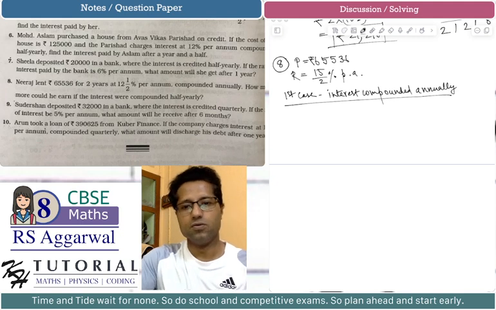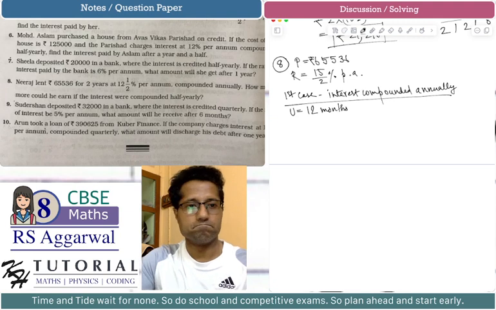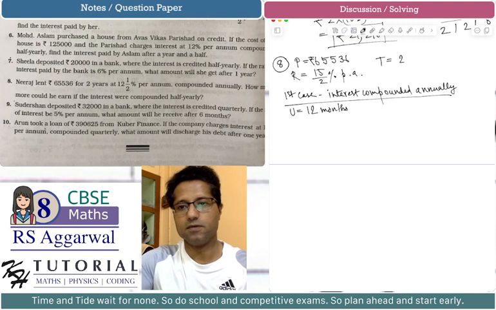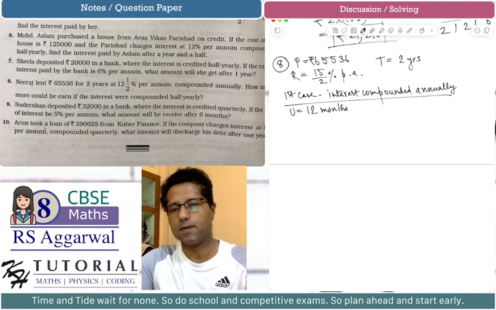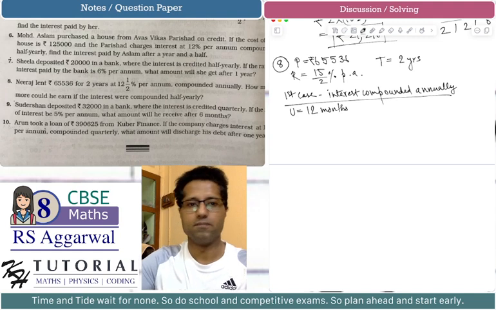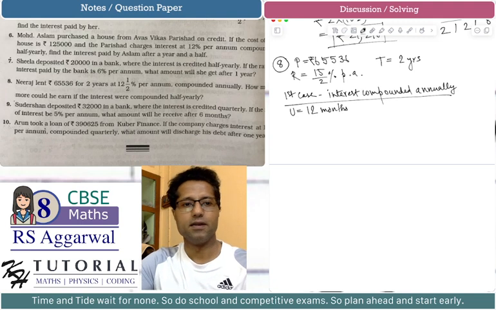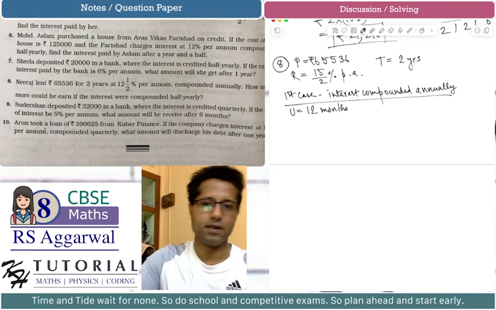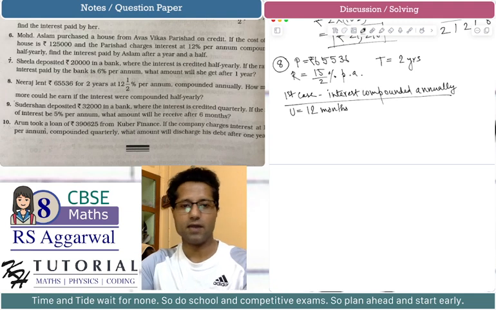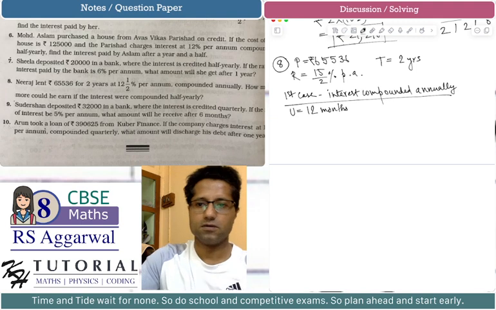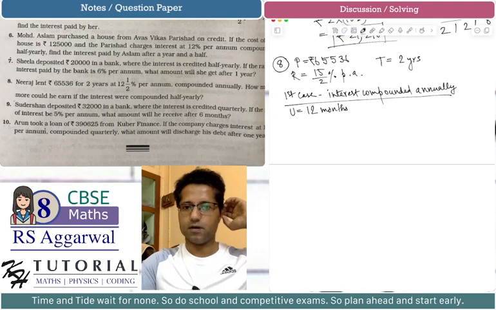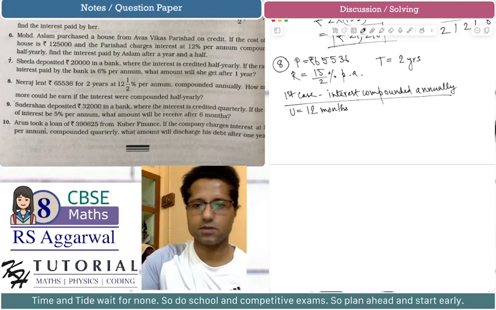That will be the extra money that Neeraj will earn if the interest were compounded half yearly. So let's first calculate the amount Neeraj will receive when the interest is compounded annually. In this case, U is 12 months, and T is given to be 2 years. These are the common information: the original principal, the rate of interest per annum, and the duration for which Neeraj has lent the money, which is 2 years. Depending on whether the interest is compounded annually or half yearly, the amount will change. So we are first calculating the amount where the interest is compounded annually.